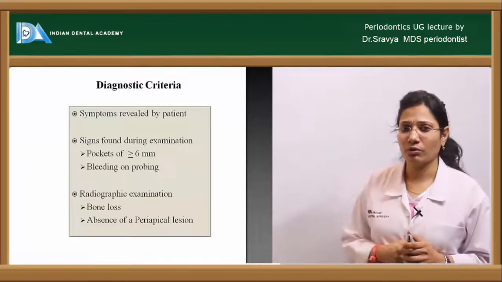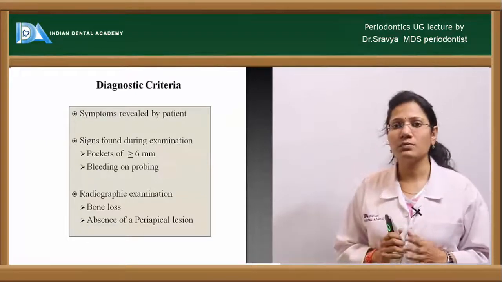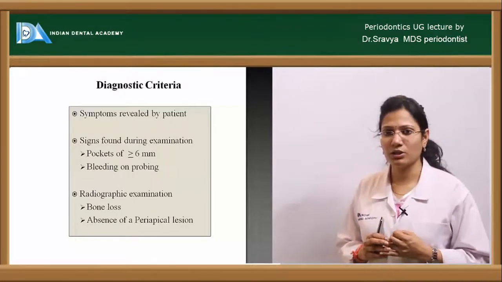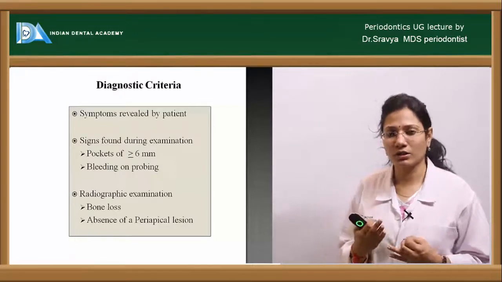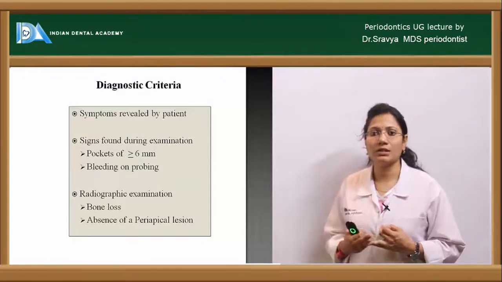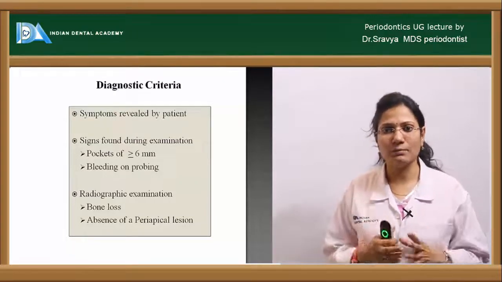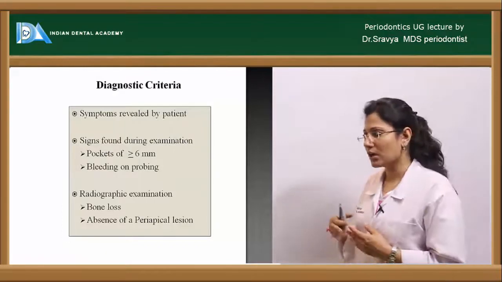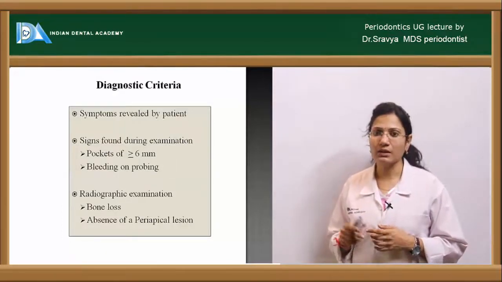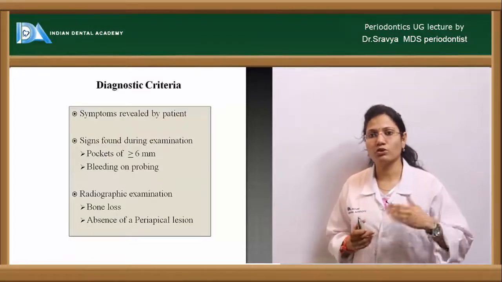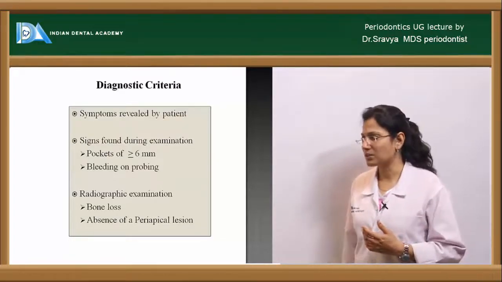Diagnostic criteria for a periodontal abscess: first, the symptoms revealed by the patient, and then the signs found during examination, which include a pocket depth of greater than or equal to 6 millimeters and presence of bleeding on probing. Apart from that, when you take a radiograph, you will find some pattern of bone loss and absence of any periapical lesions. All these diagnostic criteria support a periodontal abscess.